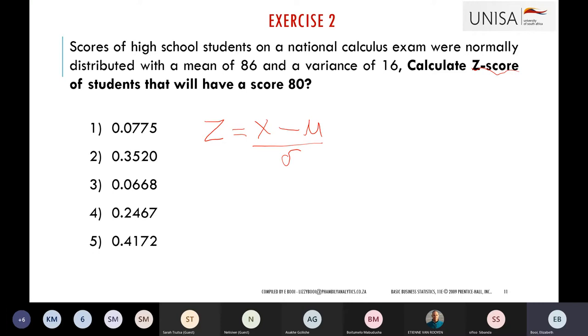Based on the information given, what are you given? You are given the mean of 86. You are given the variance. Remember, that is a variance, sigma squared of 16. You need to take the variance and calculate your standard deviation, which is the square root of your variance. You are given also the X value. So calculate the Z value.